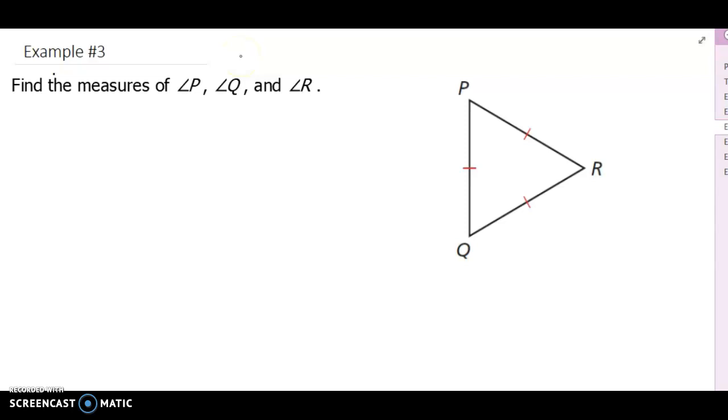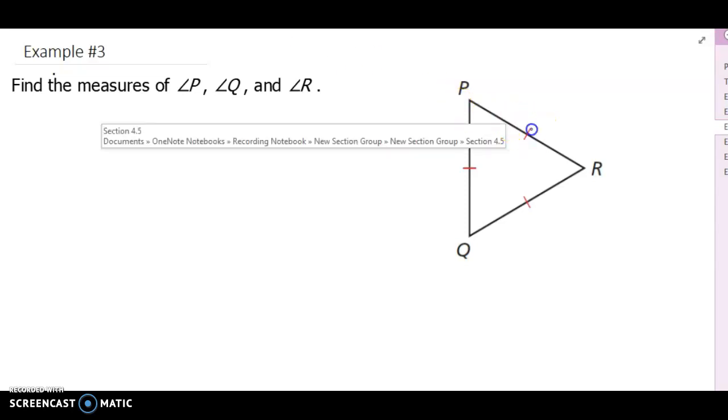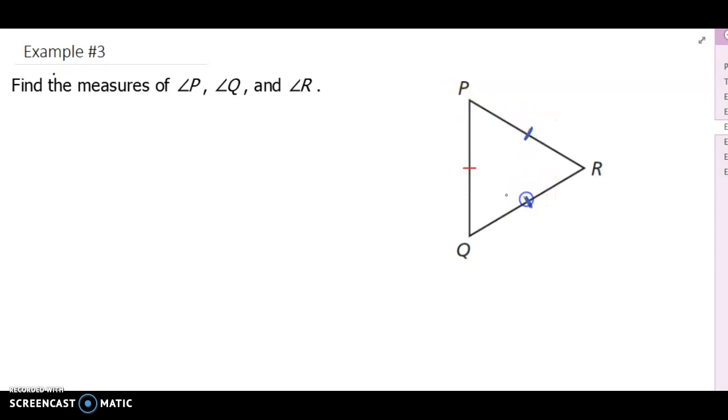All right, so let's look at example 3. In example 3, we're given that all three sides of this triangle are congruent. If you notice, each side has the same tick mark. Well, if two sides of a triangle are congruent, we know that two angles are congruent. But if three sides of the triangle are congruent, that means three angles are congruent.